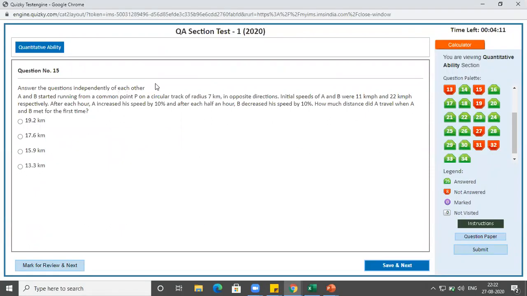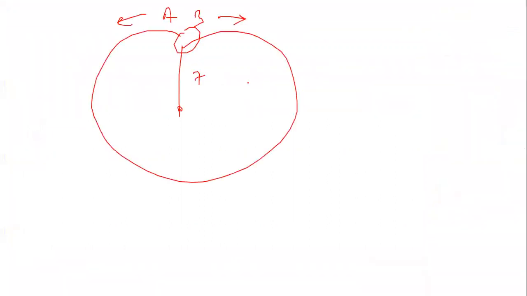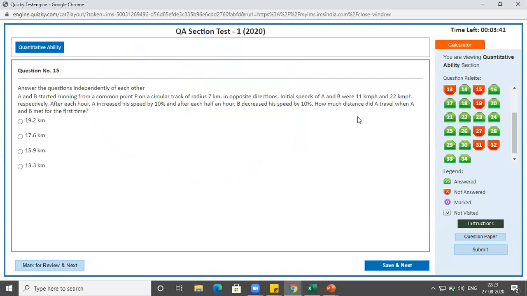A and B start running. Okay, we have 4 minutes. A and B start running from a common point P on a circle track of radius 7 kilometer. A and B यहाँ से निकले, circle track of 7 kilometer in opposite directions. So ये यहाँ पे निकला. Okay. तो कहीं ना कहीं मिलेंगे. Initial speed of A and B are 11 kilometers per hour. So circumference पे travel करना 2 pi r. 2 into 22 by 7 into 7. 44 kilometers इनको travel करना है. Okay. Easy so far. A का speed है 11 और उसका है 22.